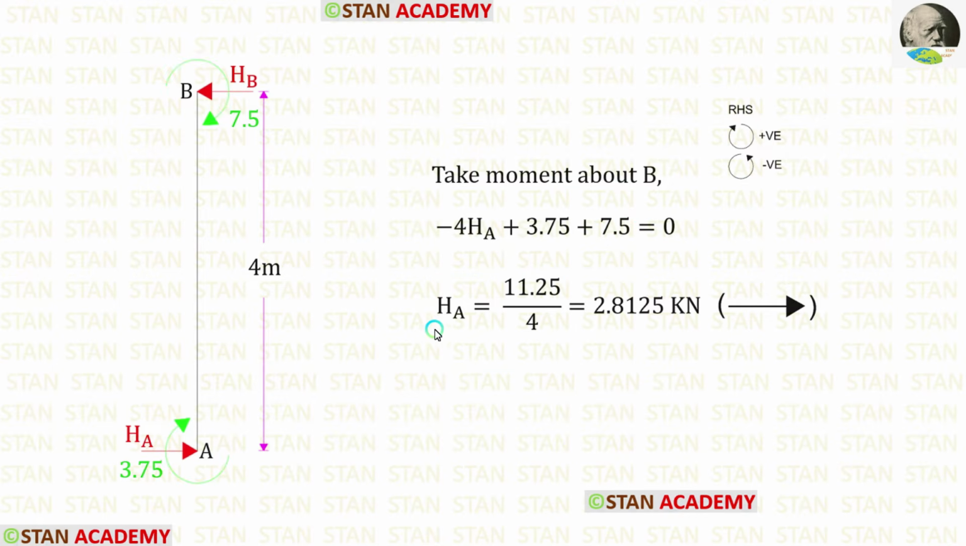After the calculation for HA, we have got a positive value. That means our assumption is correct. HA is acting towards the right side.